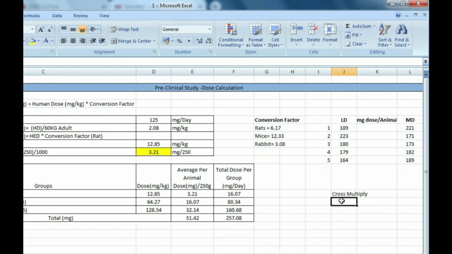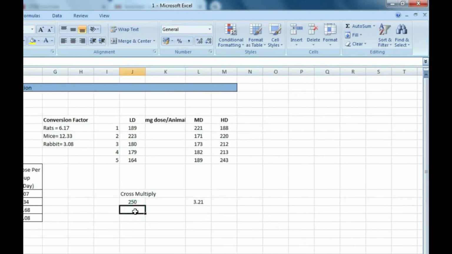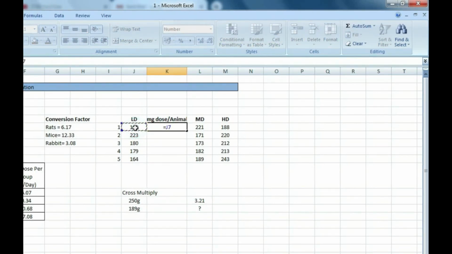So 3.21 is the dose per animal of 250 gram. For a 189 gram animal, how much will be the dose? We will calculate. During cross multiplication, we have to write 250 below 189. Now we will do cross multiplication of 189 with 3.21. We will put it in brackets and divide it by 250, and we will drag it and it will calculate it for all. You can see the changes.